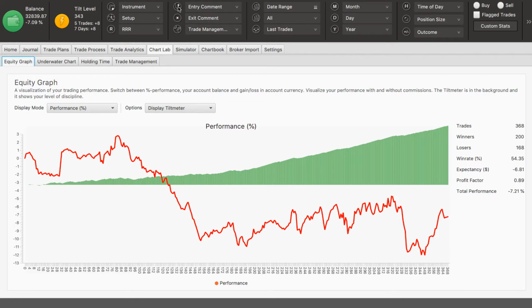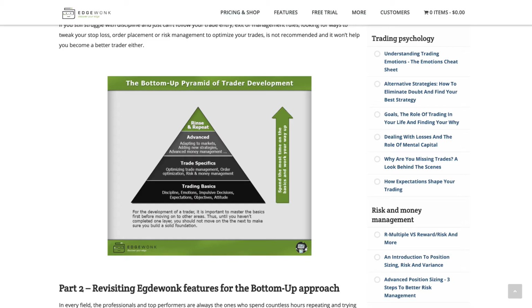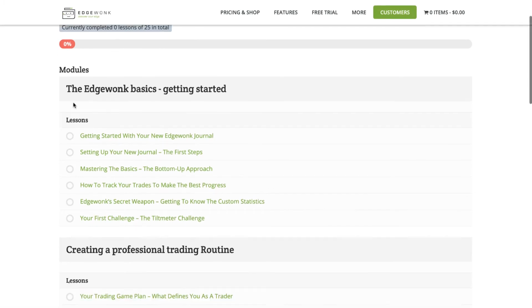Now, obviously, the question is, why is he breaking the rules? And for that, he needs to improve his emotions and his routine. This is something that you also would do in the trader development program. You would improve your processes, your routine, maybe even have a trading checklist.